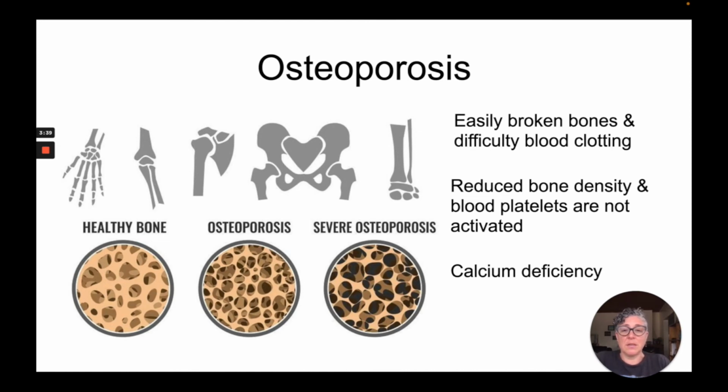So osteoporosis is seen with easily broken bones, and basically what's happening is you have a reduced bone density, and this then is caused by a calcium deficiency.